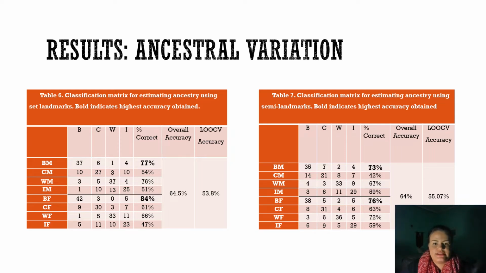The discriminant function using the semi-landmark coordinates to assess the ancestral variation yielded a 63% accuracy. After backward stepwise selection was used, an overall correct classification rate of 64% when estimating ancestry was obtained. A correct classification rate of 55.07% was achieved when leave one out cross validation was performed. Overall, black South Africans again obtained the highest correct classification rate. When looking at individual correct classification rates, black male and female South Africans had the highest classification rates, while colored South Africans obtained the lowest accuracy.